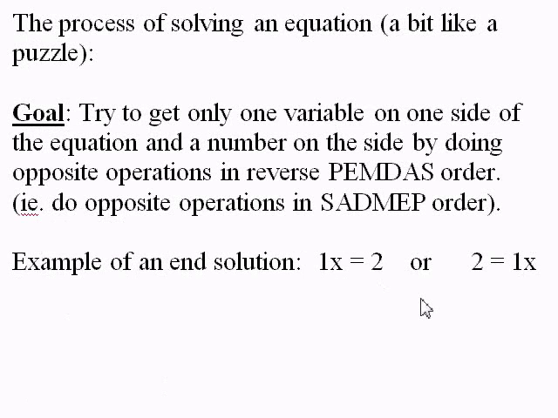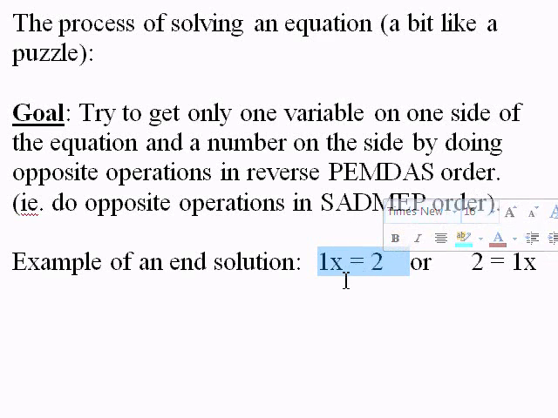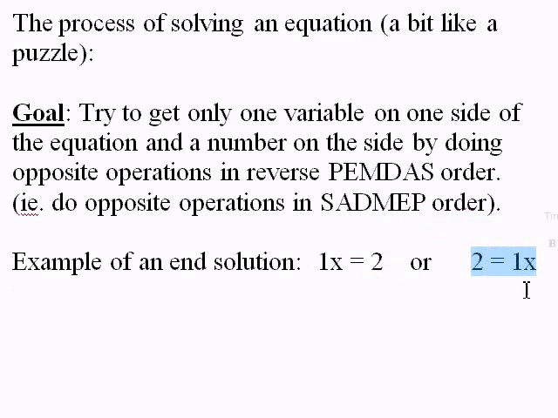Let's take a look. The process of solving an equation is a bit like a puzzle. I like to think of it like a game. Our goal of the game, or the puzzle, is to try to get one variable on one side of the equation and a number on the other side by doing opposite operations in reverse PEMDAS order. In other words, we're going to do opposite operations in SADMAP order. In the end, our solution should look like 1x, or y or z or p or q, whatever your variable is, equals a number, such as 1x equals 2, or 2 equals 1x. Notice it does not matter which side the variable is on, so long as you just have one of that variable on one side and a number on the other.